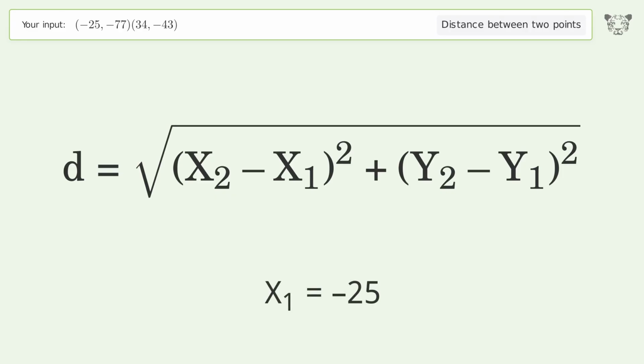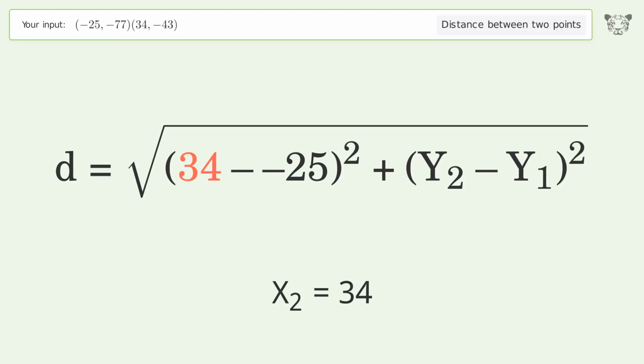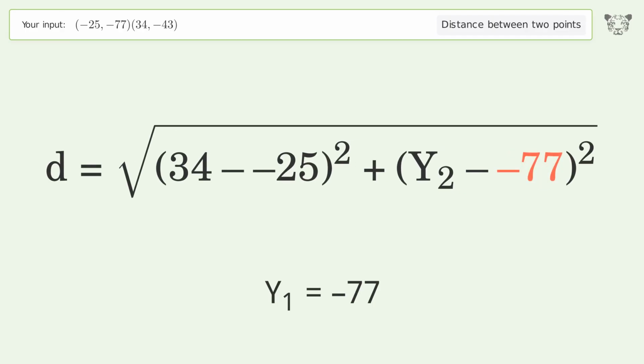x1 equals -25. x2 equals 34. y1 equals -77. y2 equals -43.